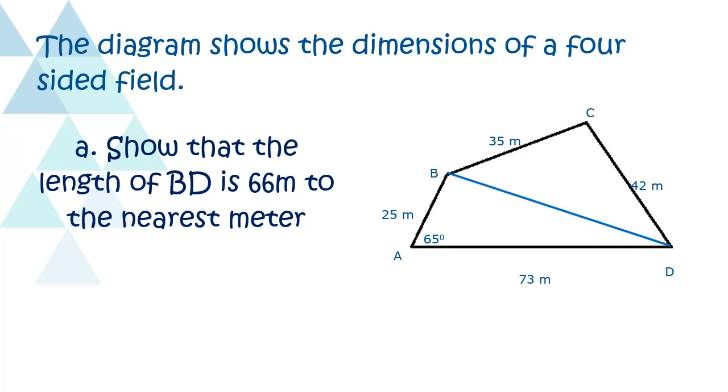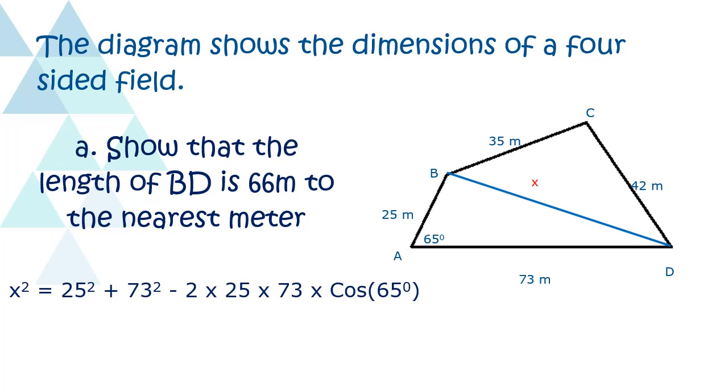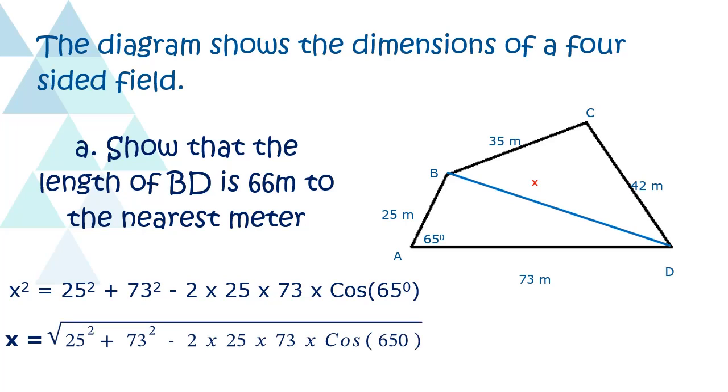Let x be the length of BD. Then x squared is equal to 25 squared plus 73 squared minus 2 times 25 times 73 cosine 65. Use your calculator and the square root function to find that x is equal to 66.418, etc. Round your answer to three significant figures. x will be 66.4. So the length of BD is 66.4 meters.